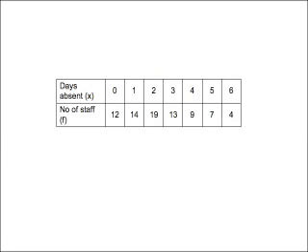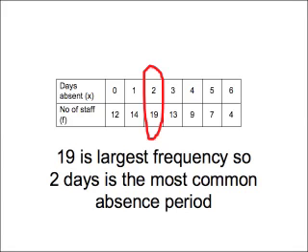The absence data, because it's discrete data, we can be a bit more accurate about this. We can say that 19 people were absent for 2 days, and that's the largest frequency, so 2 days was the most common absence period. So that's 2 days modal absence compared with 2.39 average, mean average. Okay, that's all there is to say about mode.